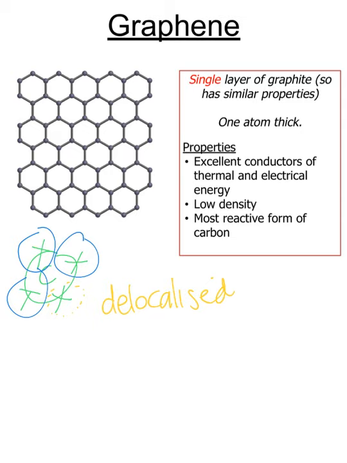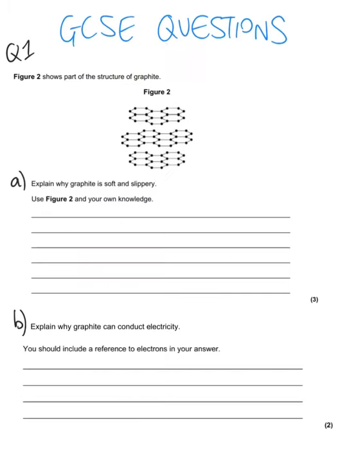Again, the reason being, it's a giant lattice, a giant covalent structure, lots of strong covalent bonds, which require lots of energy to break, which leads on to the fact that it has a high melting and a high boiling point. So graphene, far better than graphite in the sense that it's just 1 single layer, so it has a low density, and it's a very, very reactive form of carbon. Okay, remember it still has delocalized electrons, the reason being only 3 of the outer shell electrons of carbon are involved in covalent bonding. Now we're going to look at some GCSE questions.